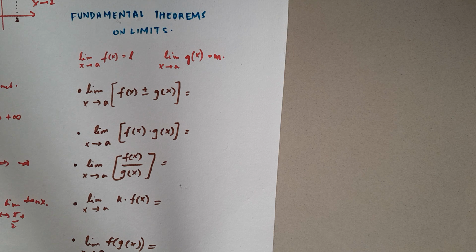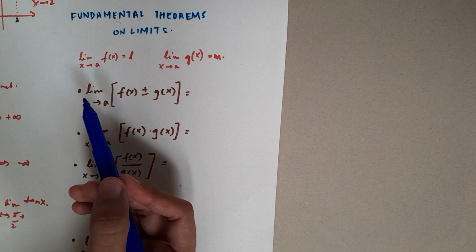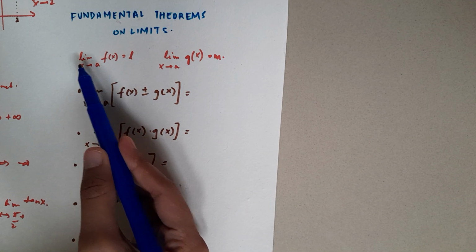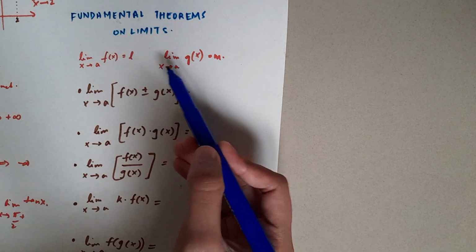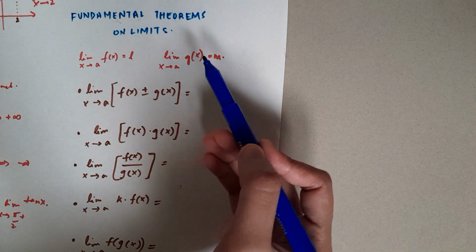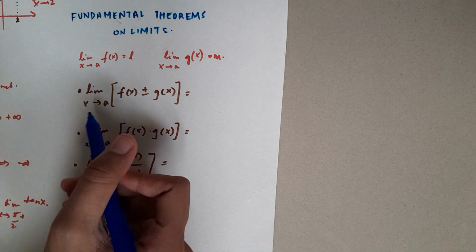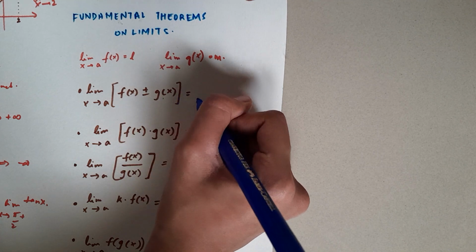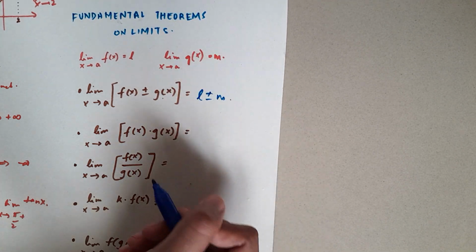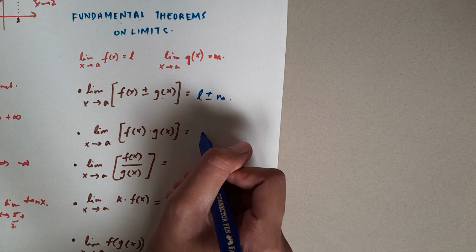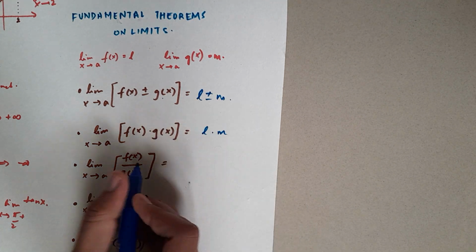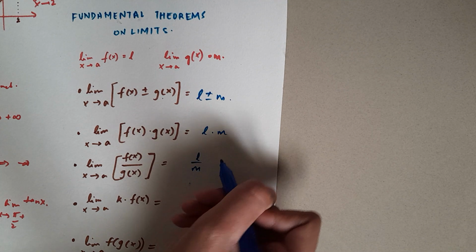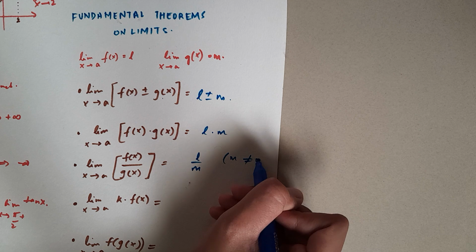Let's look at a few fundamental theorems on limits. Consider two functions, f of x and g of x. Let's assume the limit as x approaches a of f of x to be L, and the limit as x approaches a of g of x to be m. The limit as x approaches a of f of x plus or minus g of x can be written as L plus or minus m. Similarly, this can be written as L times m. And here, you can express this limit as L divided by m, given that m is not equal to 0.